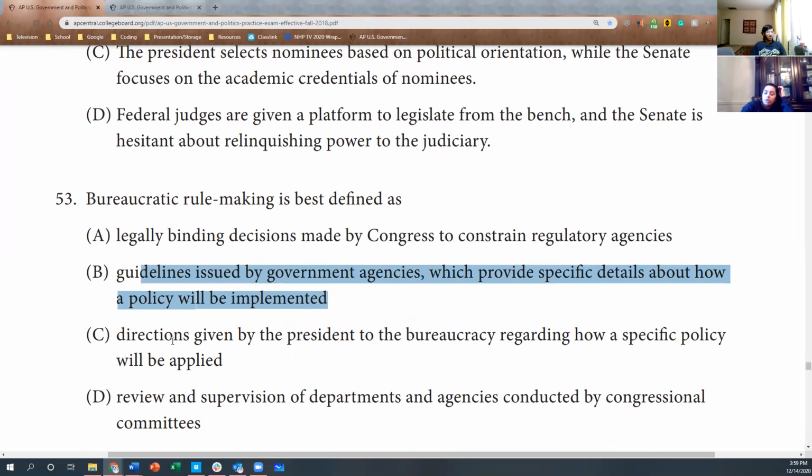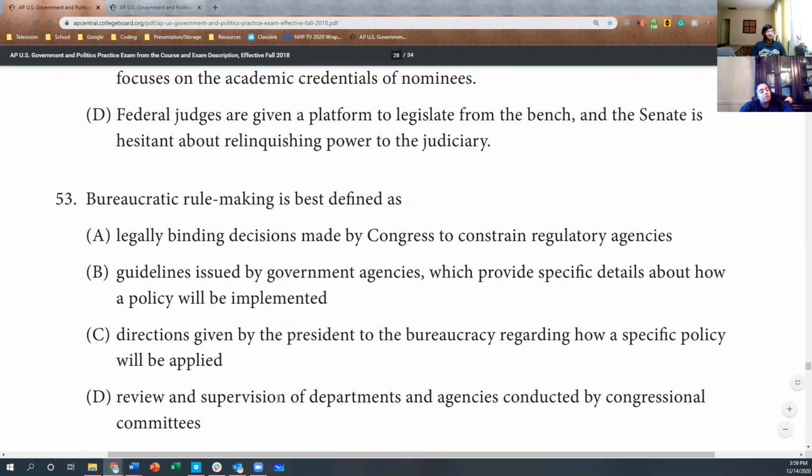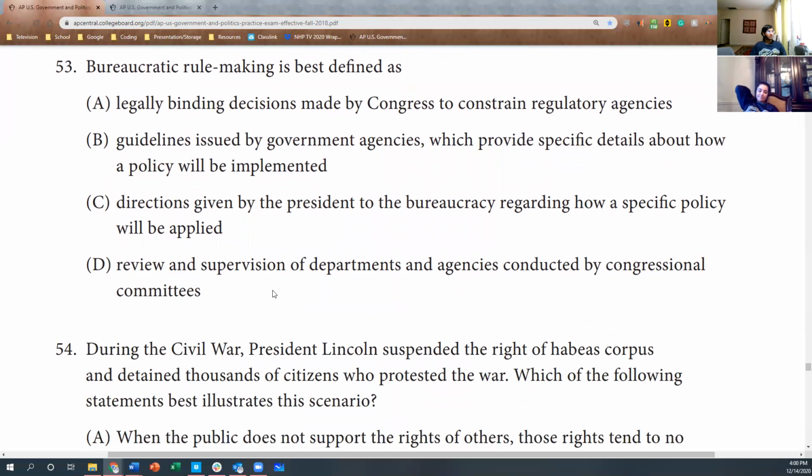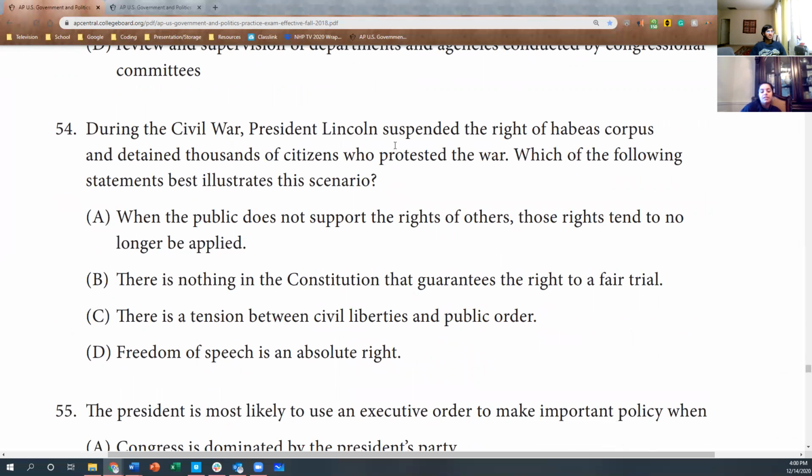I think it's B, right? Yeah. Directions given. It's not directions given by the president, right? Yeah, no. I think it's B. Yeah, it's not D. I think it would be supervision, no, it's B. Yep. Okay. 54. During the Civil War, President Lincoln suspended the right of.